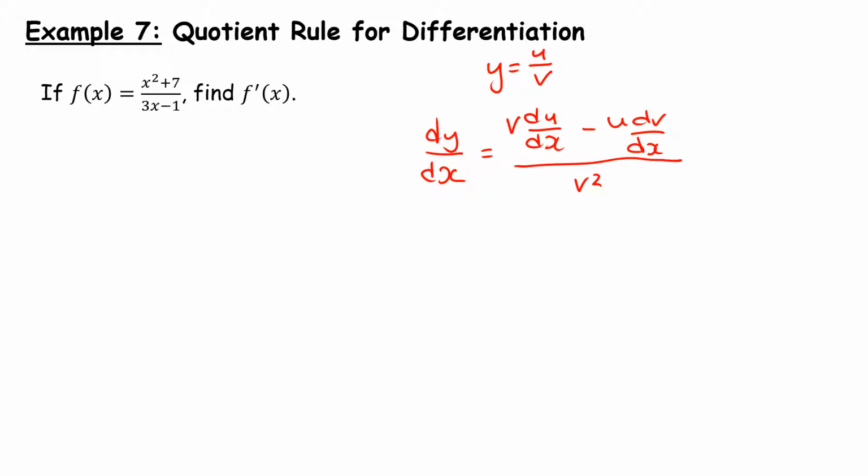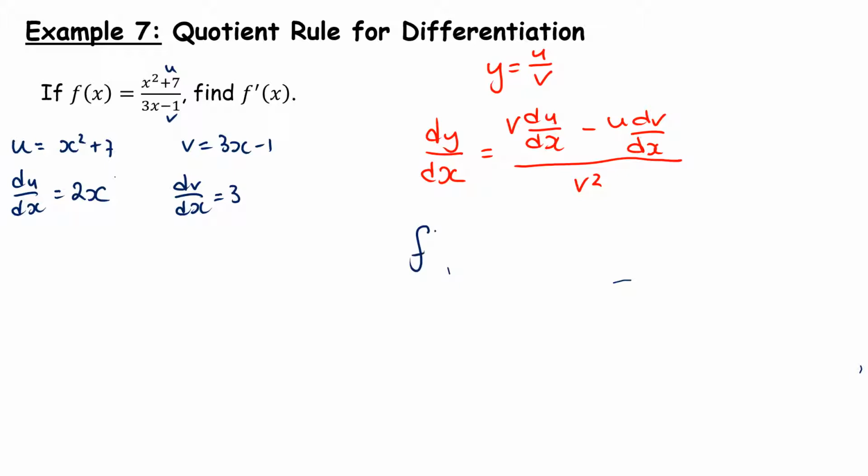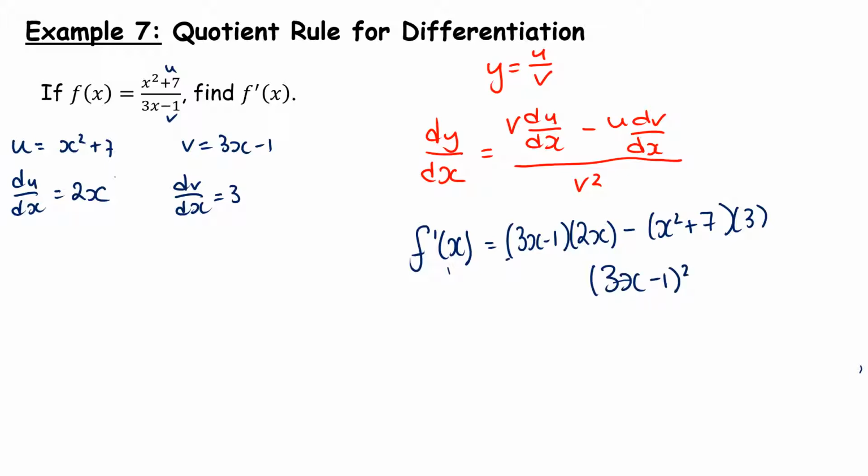So just like before, I'm going to set my u is there, my v is there. So u is equal to x squared plus 7. So du dx is equal to 2x. And v is 3x minus 1. So dv dx is equal to 3. So I actually have f of x, so I'm using f dash of x. So that's all I'm going to replace here. v is 3x minus 1. du dx is 2x, minus u, x squared plus 7, times dv dx, which is 3, all over v, which is 3x minus 1, and that is squared.